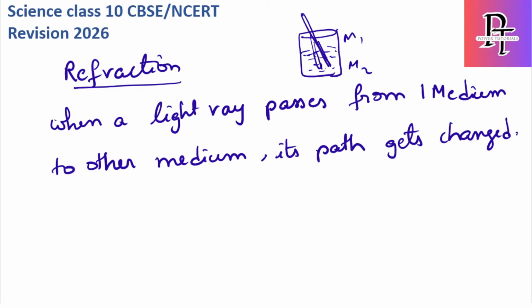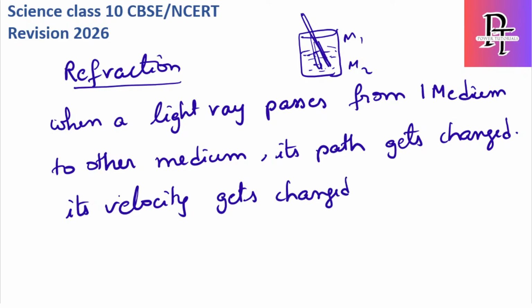So what I am saying is, if they ask you to define refraction, you have to say that when the light ray passes from one medium to another medium, its path gets changed. So why is this happening? The actual concept is that its velocity gets changed. This is the concept behind the principle, but with respect to the definition, you can simply say that the path gets changed.